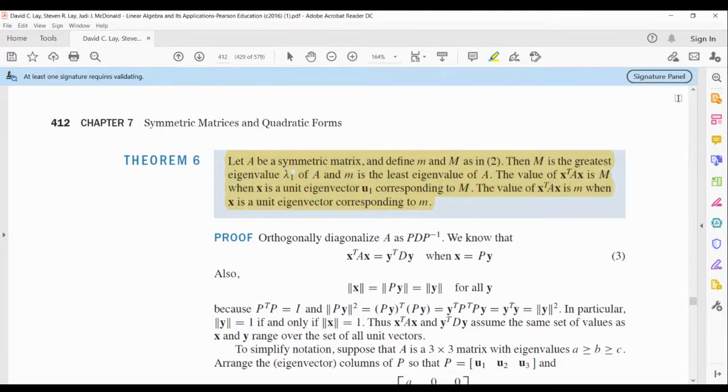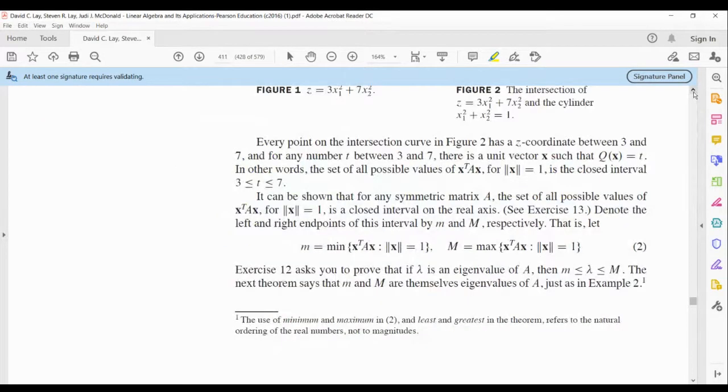Okay. And actually, I guess I do have to go back a little bit here because it relates to example 1 quite nicely. It can be shown that for any symmetric matrix, the set of all possible values of the quadratic form is a closed interval, and the minimum value of the quadratic form is equal to m, and the maximum value is equal to capital M. And if lambda is an eigenvalue of A, then the eigenvalue has to fall between the lowercase m and the uppercase M. And the next theorem says that lowercase m and uppercase M are themselves eigenvalues of the matrix A.